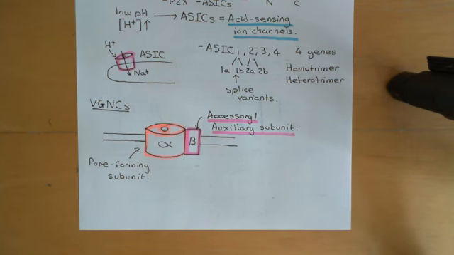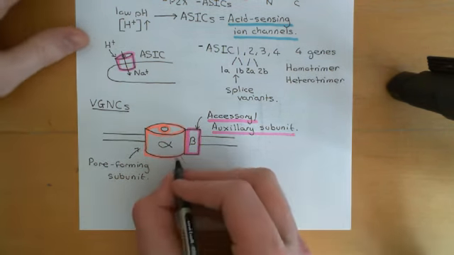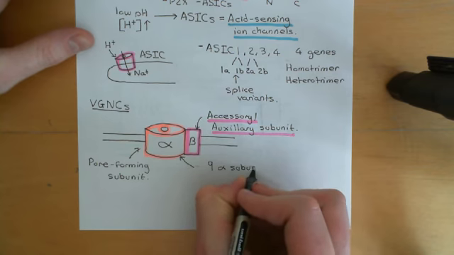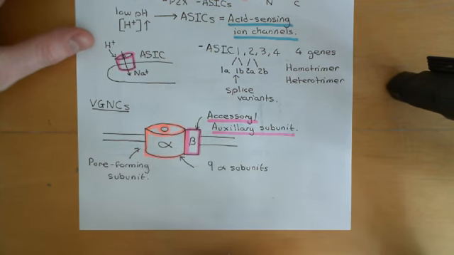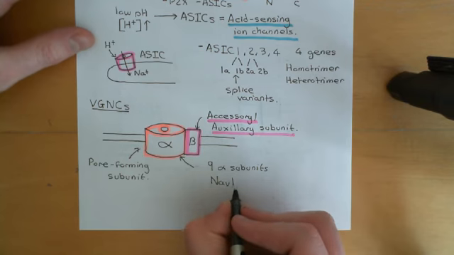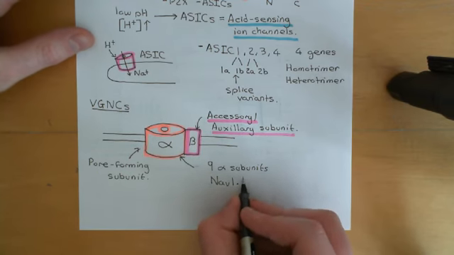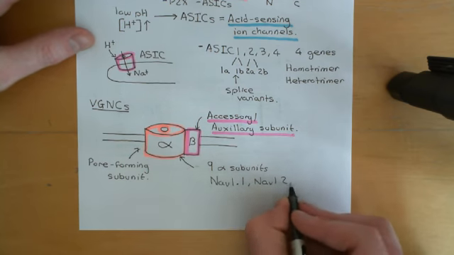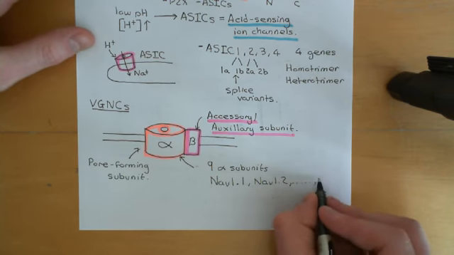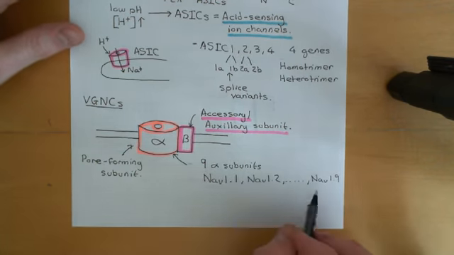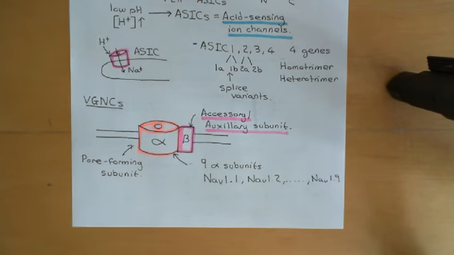Now, the important point here is that there are many different alpha subunits of voltage-gated sodium channels. In fact, in humans, there are nine different alpha subunits. These are called NaV, for voltage-gated sodium channel, and then you put a 1, then a point, and then whatever number it is. I've put a 1 there because this is the first one, but then it will go on. So the next alpha subunit would be called NaV 1.2, and after that NaV 1.3, and so on, all the way up to NaV 1.9 to give us all nine alpha subunits of voltage-gated sodium channels.